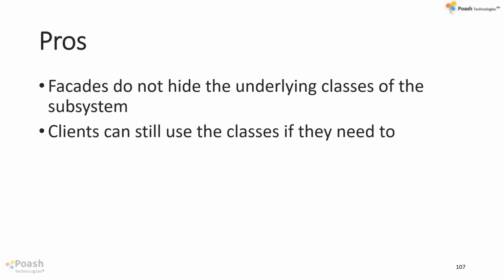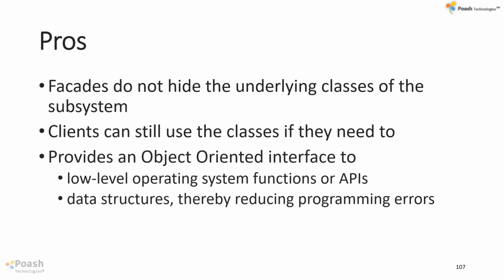If we want to use the low-level functions of the operating system or some library, we can use the façade that can provide an object-oriented interface to those functions. We can also use the façade to create object-oriented interface to low-level data structures. For example, if we want to use a dynamic array or a list, rather than use the functions directly, we can create a class, and that class will act as a wrapper to these data structures.